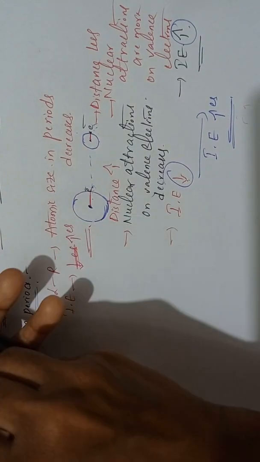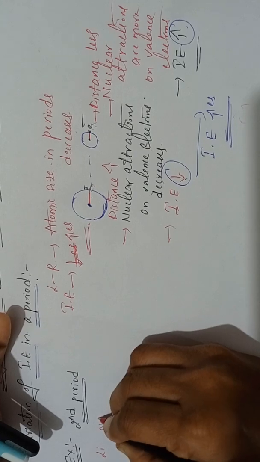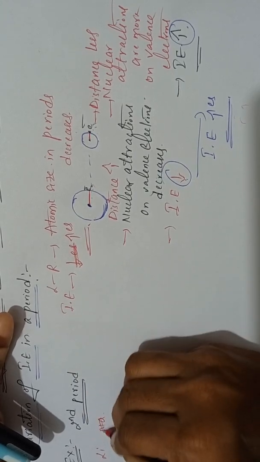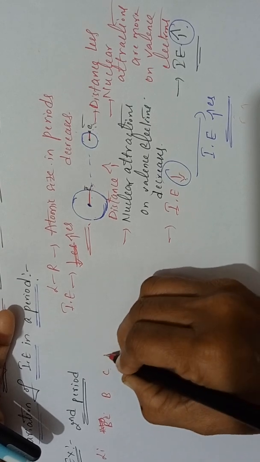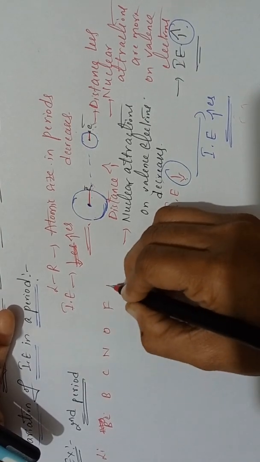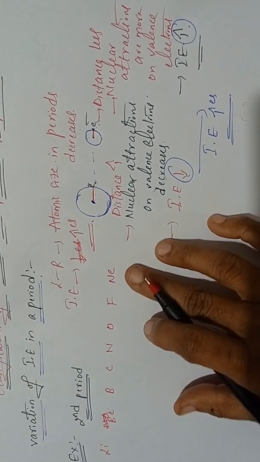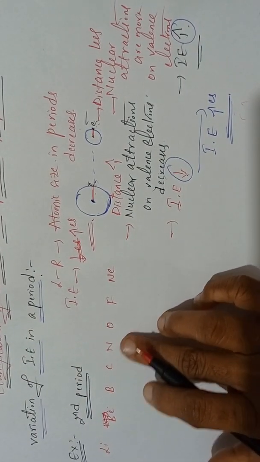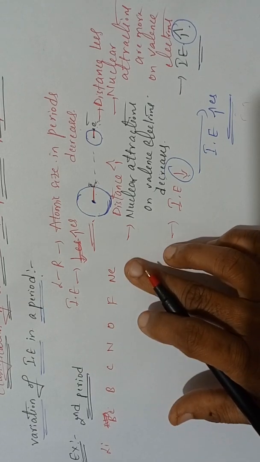Correct? So I am taking the elements: lithium, beryllium, boron, carbon, nitrogen, oxygen, fluorine, neon. So these are the second period elements: lithium, beryllium, boron, carbon, nitrogen, oxygen, fluorine, neon.